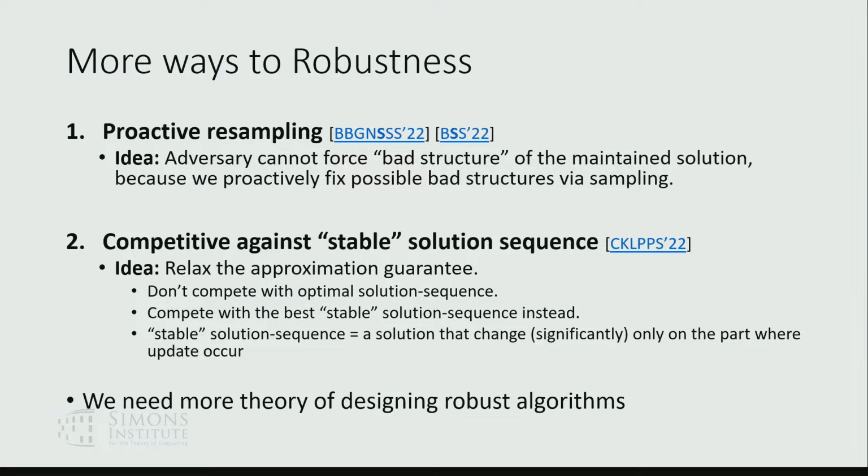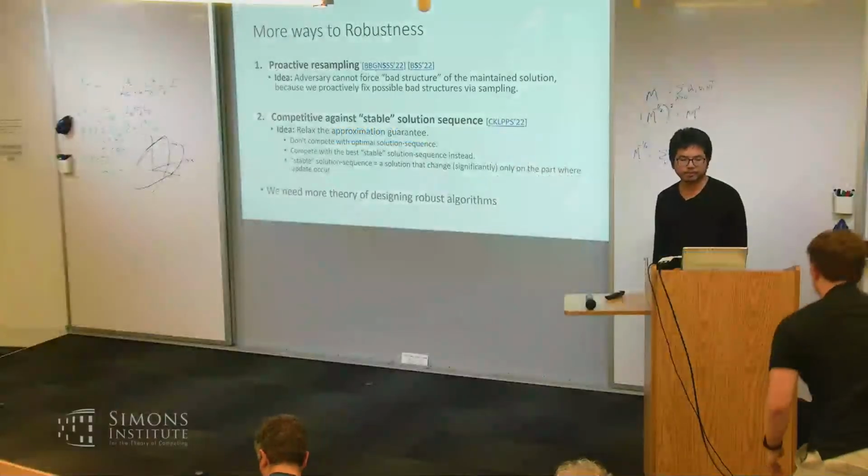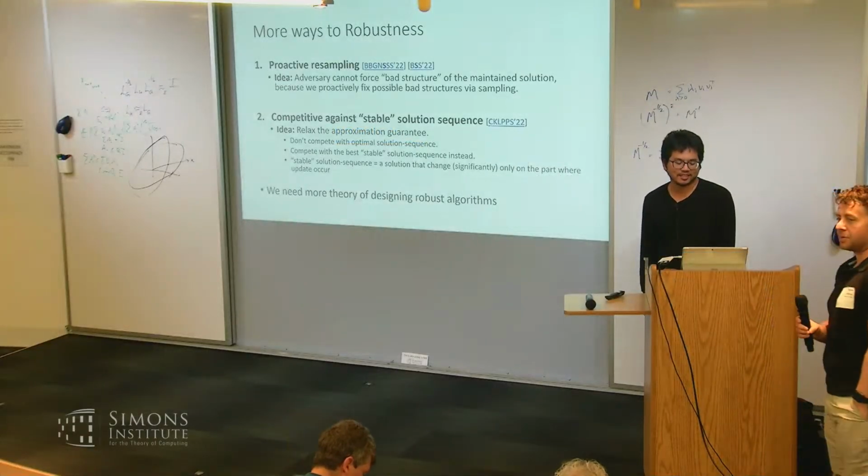In any case, I think we really need more theory on how to design robust algorithms, and I think it's an interesting venue to explore. Yeah, thanks a lot for today. Thank you. Questions?